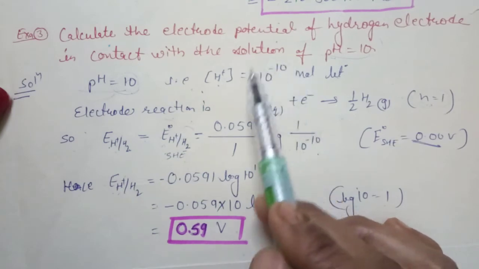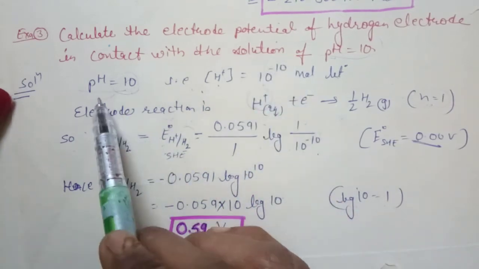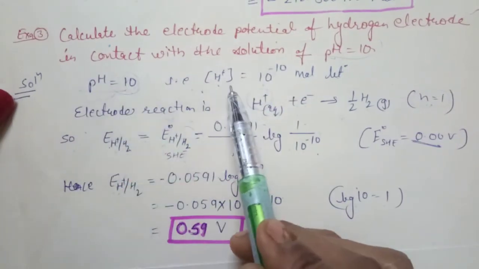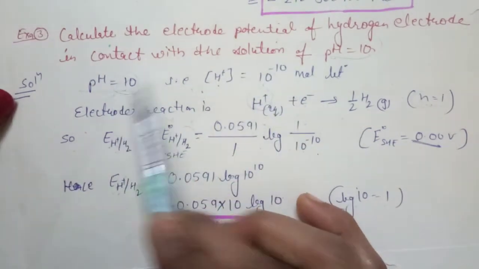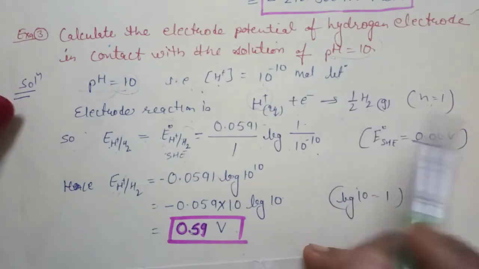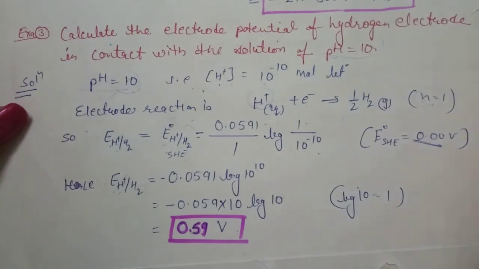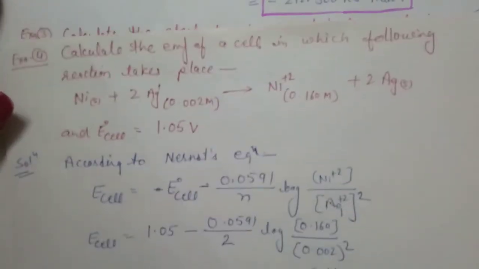Explanation: pH shows the concentration of the cations in the solution, especially H plus ions, in the form of 10 to the power minus x. If pH is x, then the concentration of H plus ion will be 10 to the power minus x. Here pH is 10, so it is 10 to the power minus 10. Clear? Next example, one more.